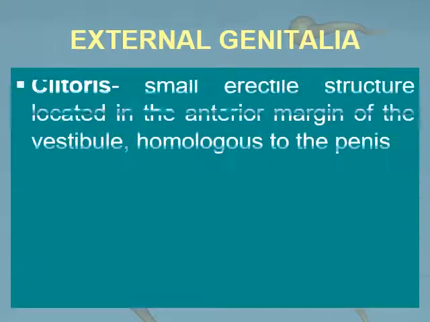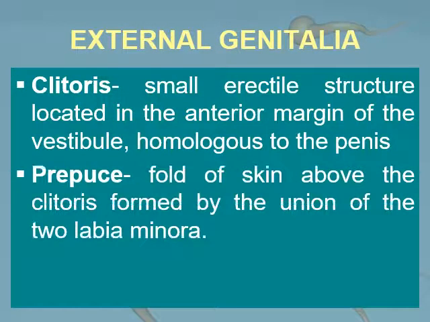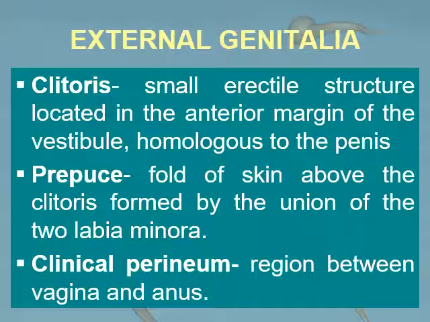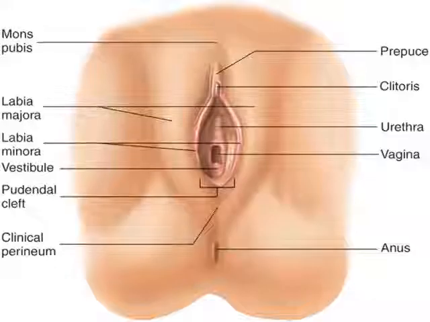In continuation, we have the clitoris, a small erectile structure homologous to the penis. We have the prepuce, a fold of skin above the clitoris formed by the union of the two labia minora. We also have the clinical perineum, the region between the vagina and the anus.